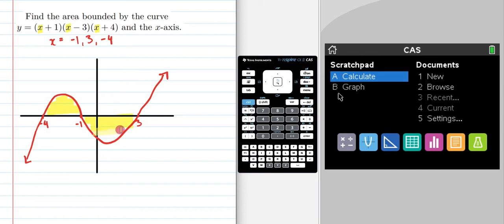Now, by the wording of the question, which says find the area, I know what I'm after is the total area. I'm not after the signed area. I'm after the total area. To find the total area, what am I going to do? Well, I'm going to take the definite integral between -1 and -4.